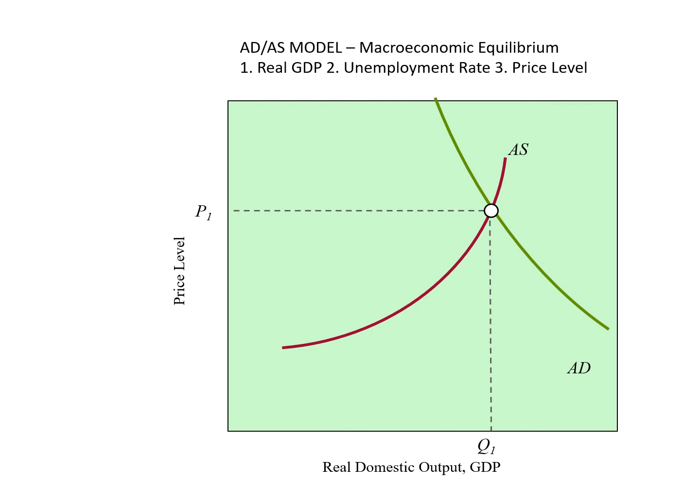Macroeconomic equilibrium at full employment domestic output, the first slide. All right. Equilibrium, which occurs during a recession, the second slide. And then demand pull inflation, this third slide.